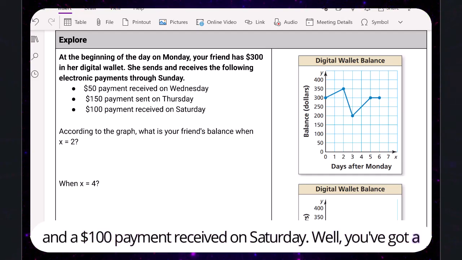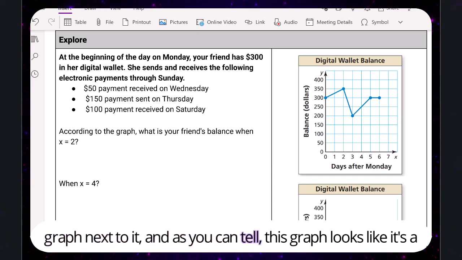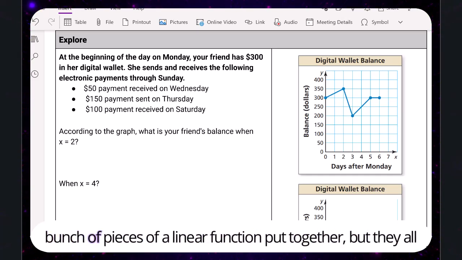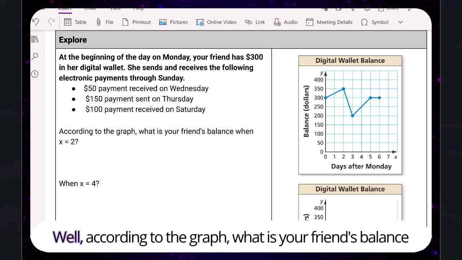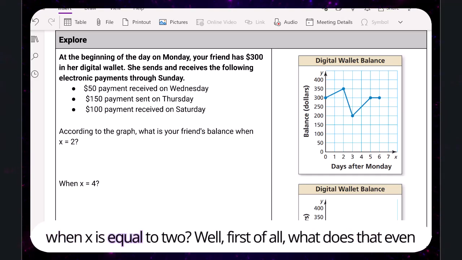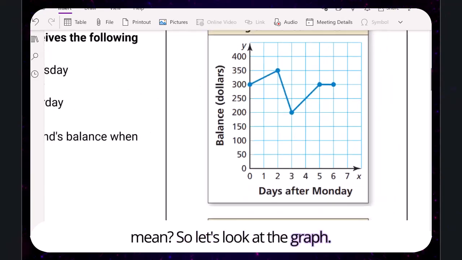You've got a graph next to it, and as you can tell, this graph looks like a bunch of pieces of a linear function put together, but they all have different domains. According to the graph, what is your friend's balance when x is equal to 2? First of all, what does that even mean? Let's look at the graph.